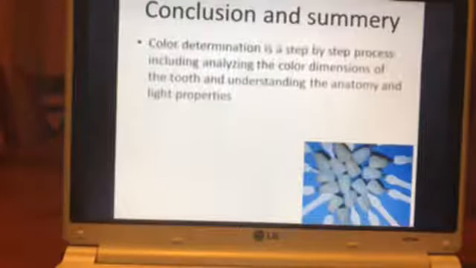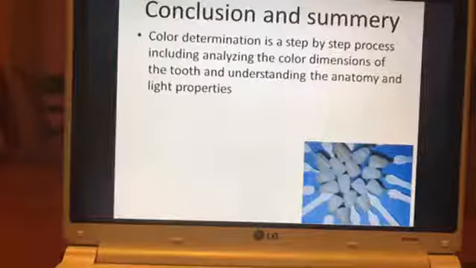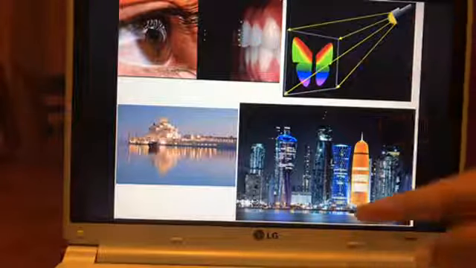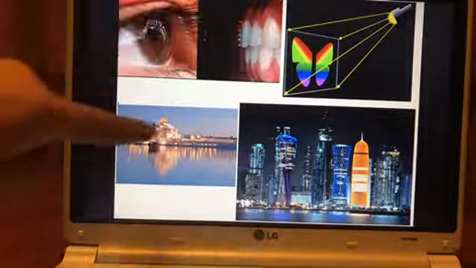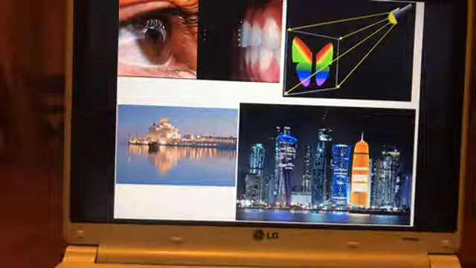So the conclusion and summary is that color determination is a mix between color analysis and good anatomy. The color analysis through the 5 color dimensions that was described by Dr. Lorenzo Vanini, and the tooth anatomy, which I explained to you in a very systematic way: primary, secondary, and tertiary anatomy. And everything is mixed between a color and the light reflection, a color and the light reflection, a color and the light reflection. That's the only way you can get a very good photo.